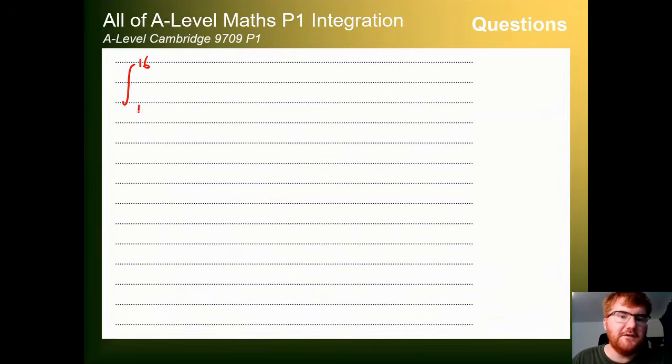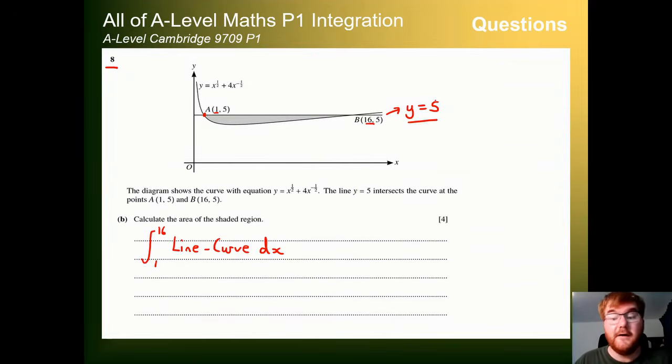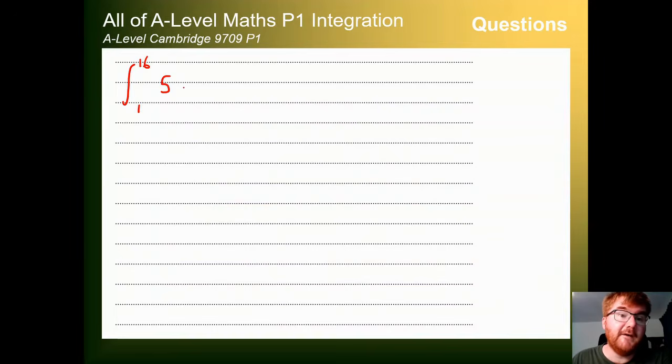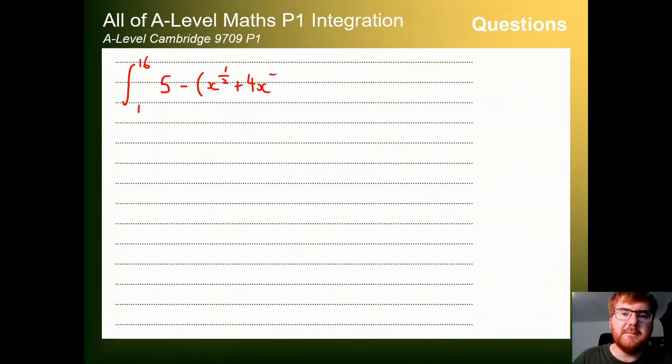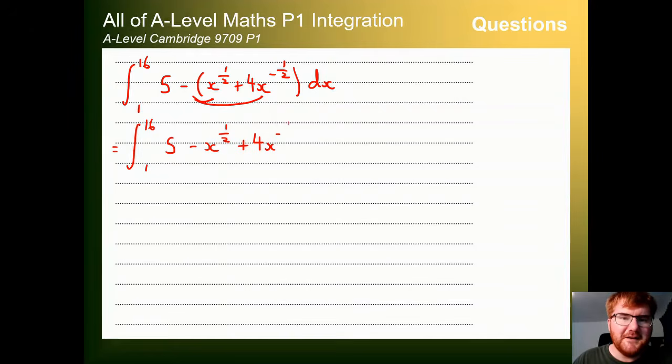So what does it actually look like when we put this together? So we have 16 and 1. Now the equation of the line is just y equals 5, so all we need to do here is write in the number 5, and then we minus the curve, which in this case is x to the power of a half plus 4x to the power of minus a half with respect to x. And like I did in the previous question, all I'm going to do here is take this minus out, so multiply through this single bracket, just so we don't get confused when we do the integration process. And notice, as I was writing that, I put a plus there, which I have to watch out for, and make sure we put the minus here when we expand the single bracket.